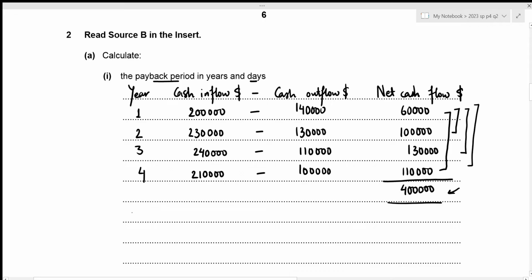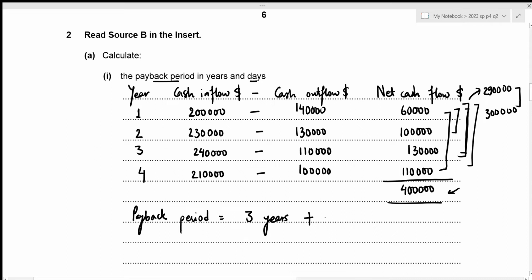Which means that our payback period is going to be 3 years and some days. Now, in order to figure out the days, we know that from these 3 years, we get our 290,000 back, but we require the total of 300,000 back, right? So let's figure out the difference.